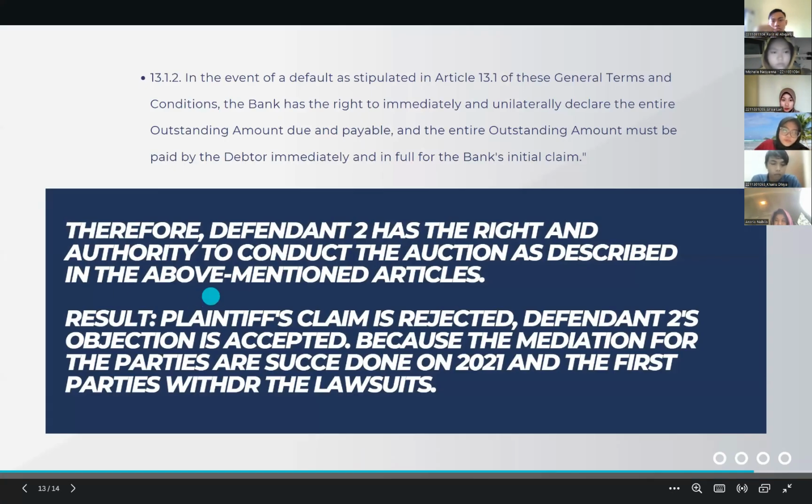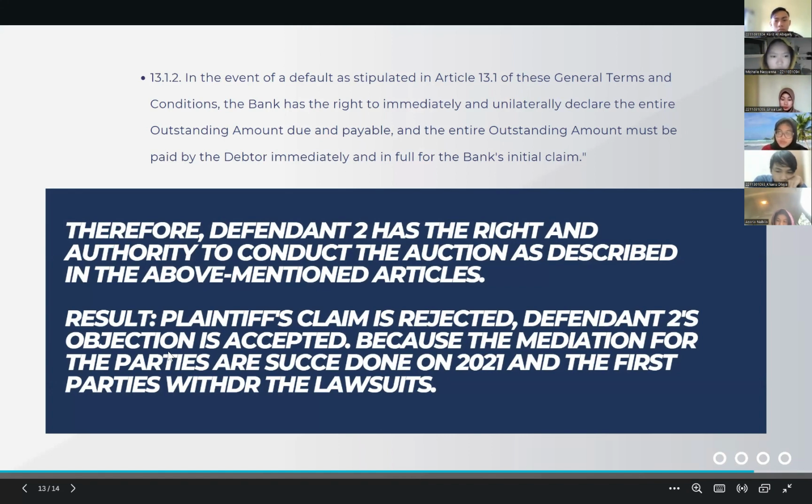Article 13.1.2: in the event of a default as stipulated in Article 13.1 of these general terms and conditions, the bank has the right to immediately and unilaterally declare the entire outstanding amount due and payable, and the entire outstanding amount must be paid by the debtor immediately and in full for the bank's initial claim. Therefore, defendant 2 has the right and authority to conduct the auction as described in the above-mentioned articles. The result is that the plaintiff's claim is rejected.